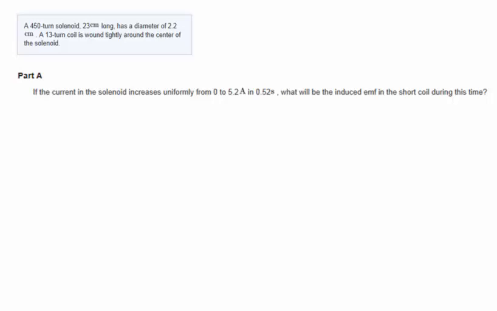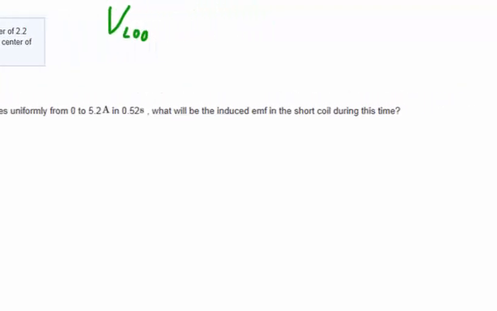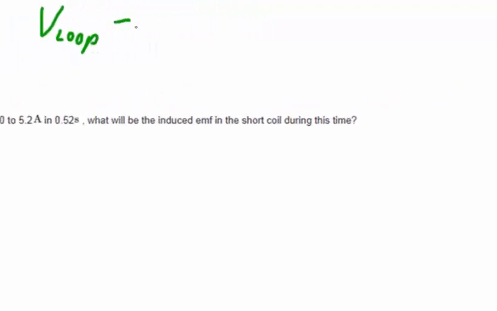We've written Faraday's law in two forms. The first form is the voltage induced on a single loop in the presence of a varying magnetic field, and this voltage is negative the time derivative of the magnetic flux going through the loop.